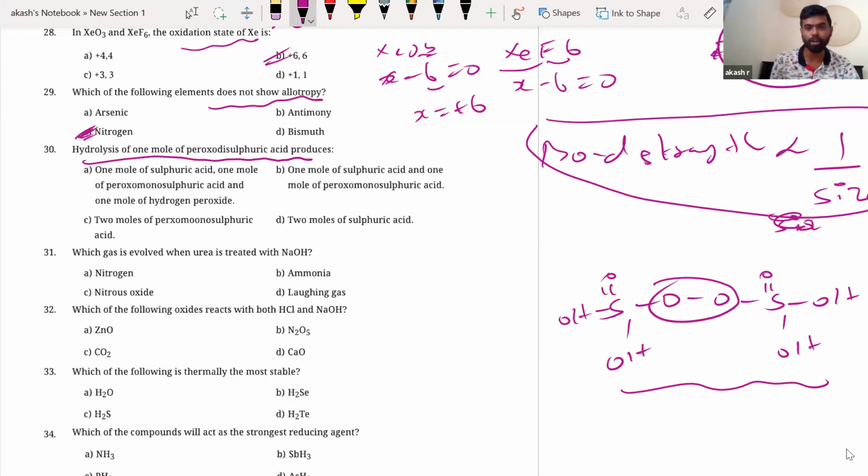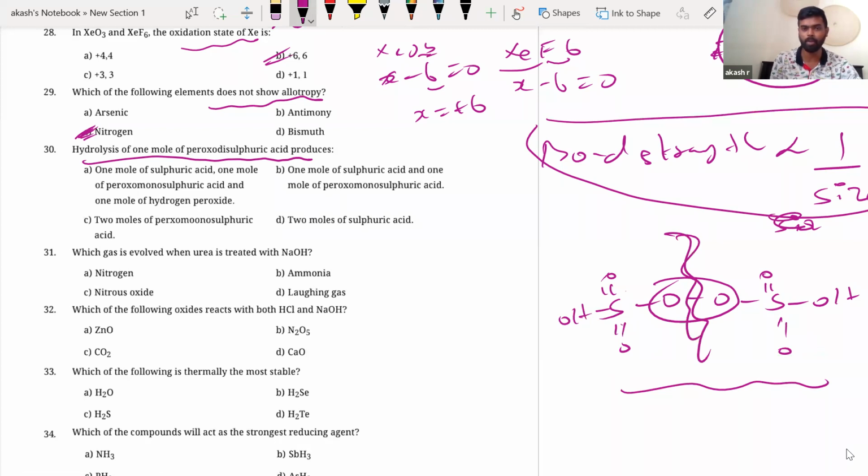Okay, so now when I go for hydrolysis, I will break this peroxide bond. So what will happen? This will become, I think, sulfuric acid, right? First of all, 1, 2, 3, 4, 5. Only 5 bonds are there. That means it is wrong. So this is not OH. This should be double bond O. Same way, this is not OH. This is also double bond O.